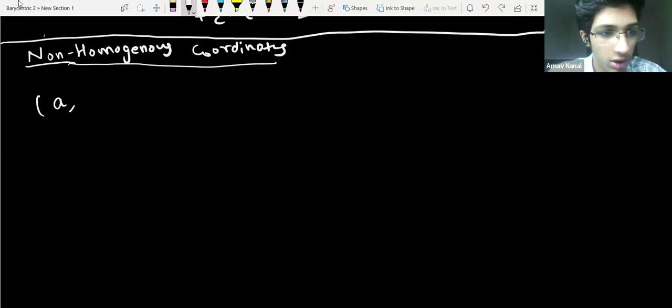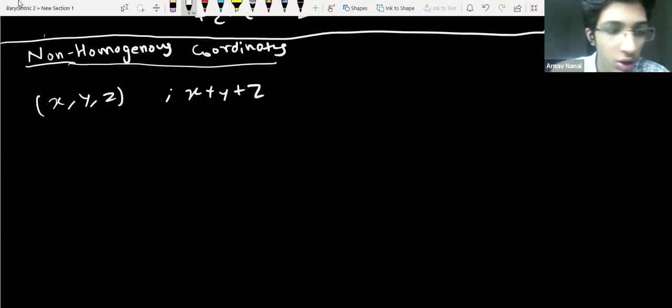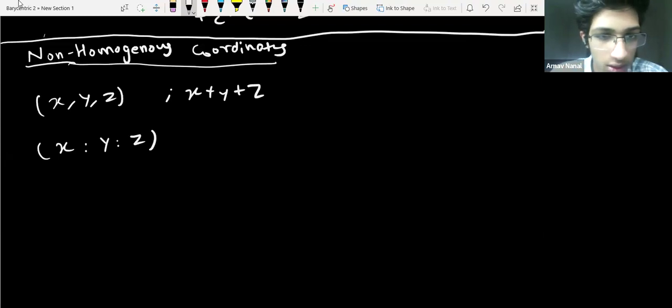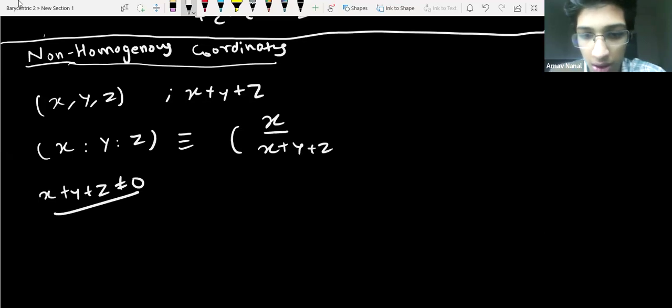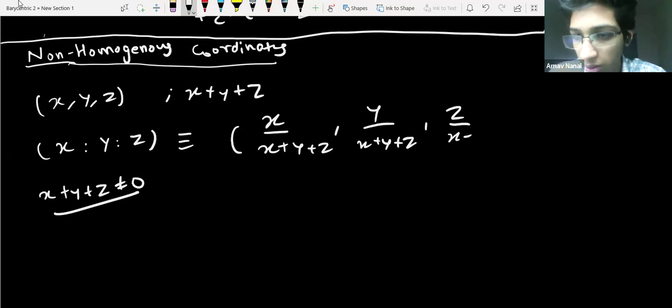Right now we were dealing with x, y, z such that x plus y plus z equals 1. So we now replace this by x, y, z divided by x plus y plus z. Right now we will just assume x plus y plus z is not equal to 0; we will come back to this later. So the point becomes x by (x plus y plus z), y by (x plus y plus z), z by (x plus y plus z).